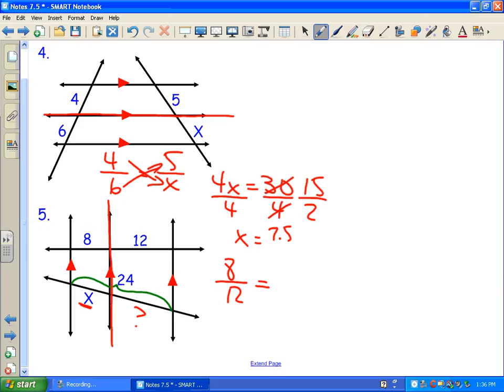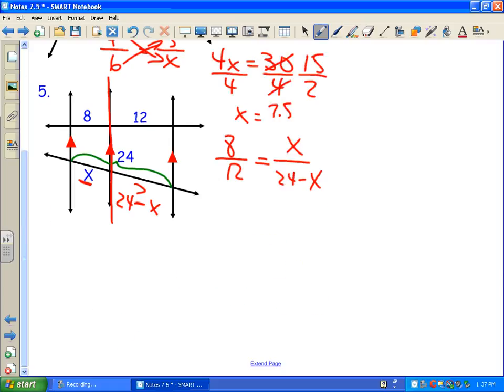Well, if you knew this x, for example, if x was 5, wouldn't you take 5 away from 24 and find that measurement? Or if x was 11, wouldn't you take 11 from 24? So this measurement is 24 minus x. I don't know what x is, but I know I'd take it away from 24 to get the other piece. So I put this as x over 24 minus x.